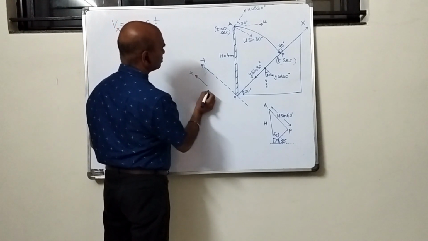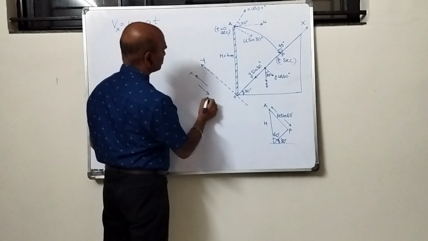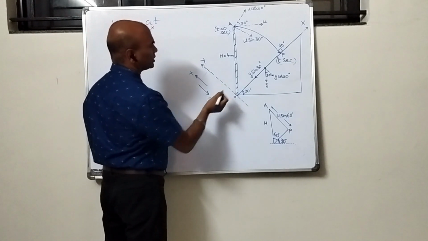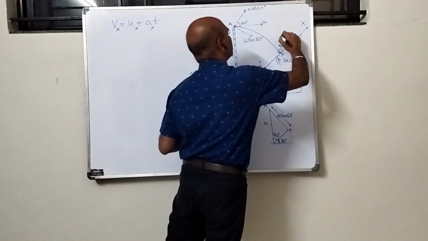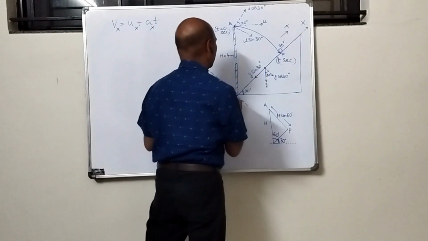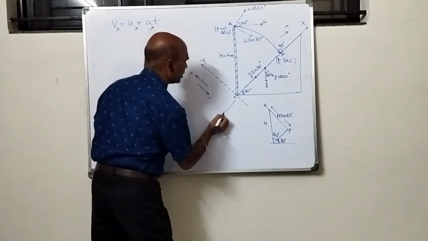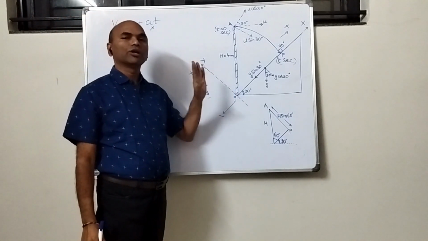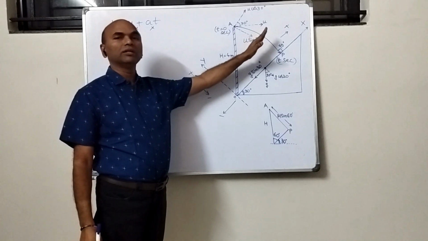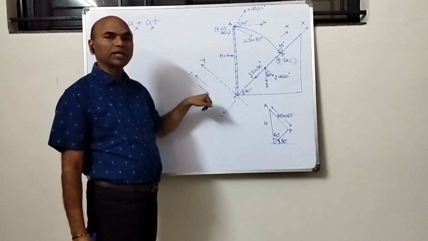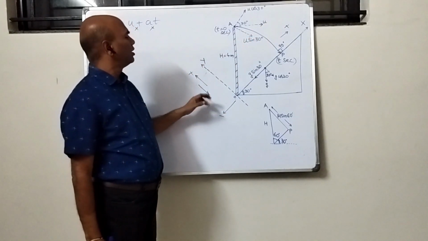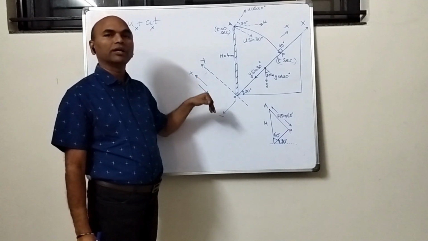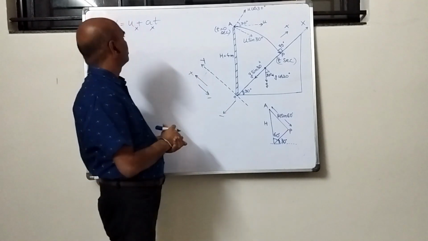This is positive, this is negative. Along the positive x-axis it is positive, and along the negative x-axis it is negative. That means I have taken the regular notation. Positive x-axis direction is positive, negative x-axis direction is negative, positive y direction anything would be positive, negative y direction anything would be negative, right?